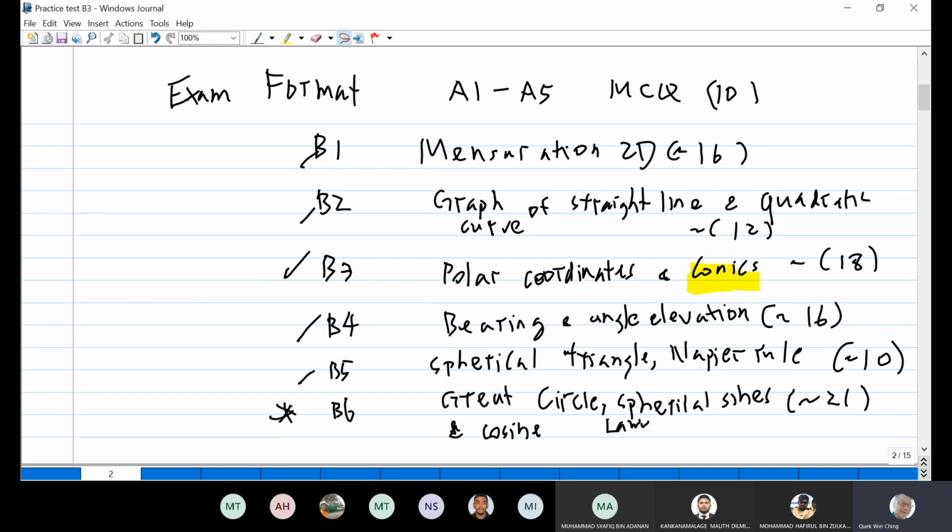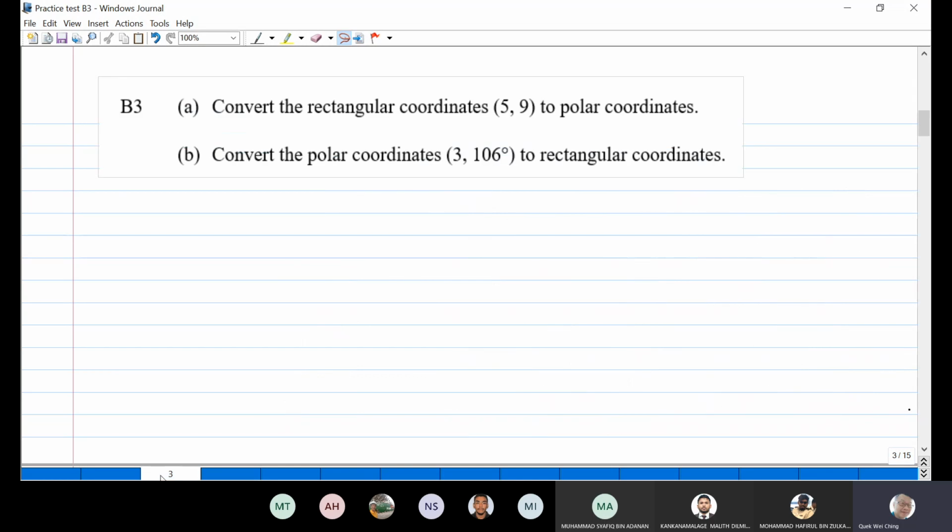We have gone through B1 and B2 already. So today we try to finish B3, B4, B5, B6, alright? We'll start from B3 first, which is actually in the practice test. So let's try to do B3, A and B first.